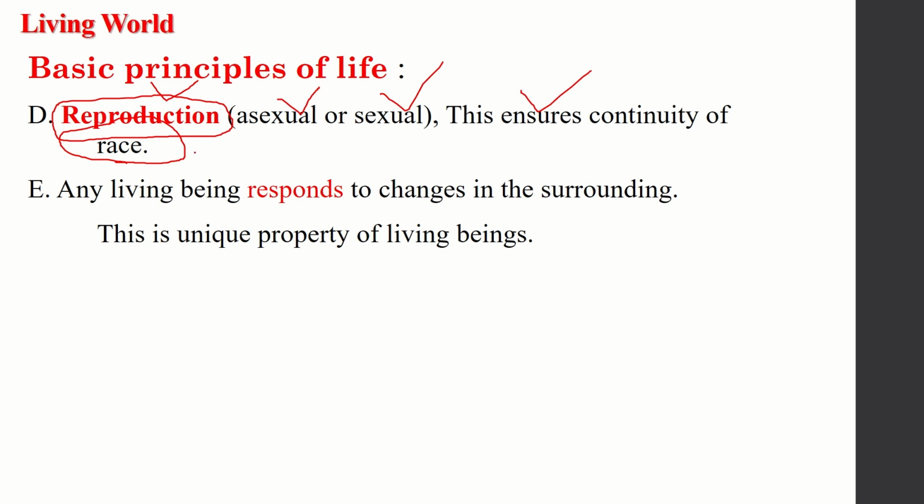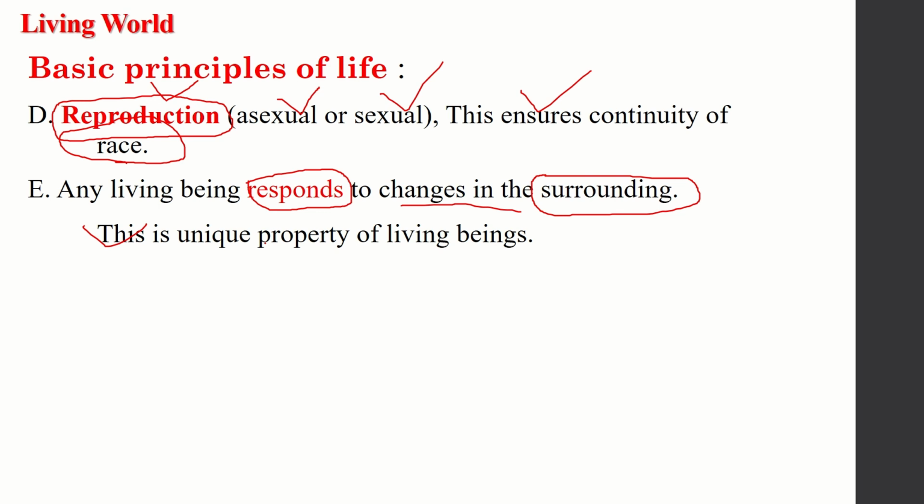Next characteristic, response. Any living being responds to its surroundings because it has sensory organs. With the help of the sensory organs, they respond to changes in the surroundings, and this is a unique property of living beings. Any living being responds to thermal, chemical or biological changes in the surroundings, because they have sense organs.